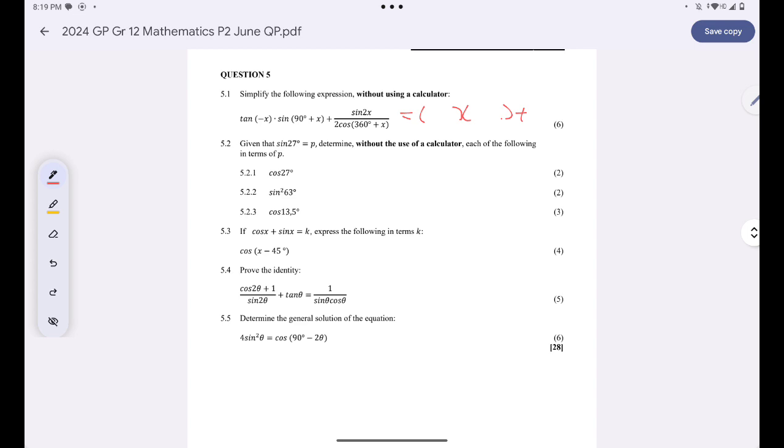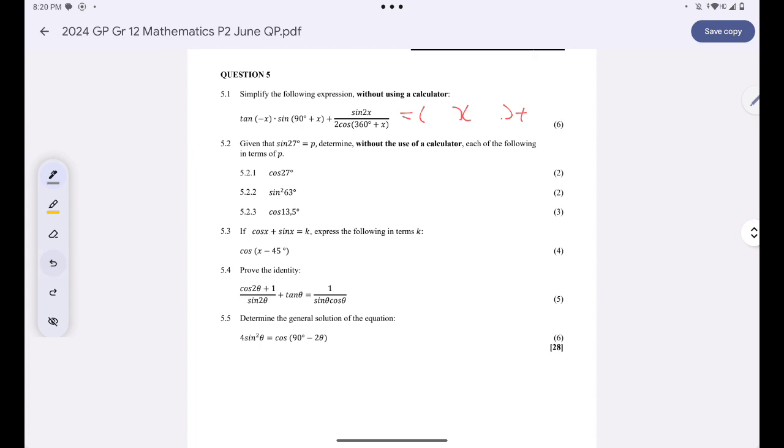The first thing I need to do is to reduce angles. I don't want to have 90 plus, 360 minus, or negative angles all together. I just want to work with the trig ratio and the positive value of x as an angle. So in this case, to reduce tan of negative x, it is in the fourth quadrant, and tan is negative there, so I'll just write negative tan x.